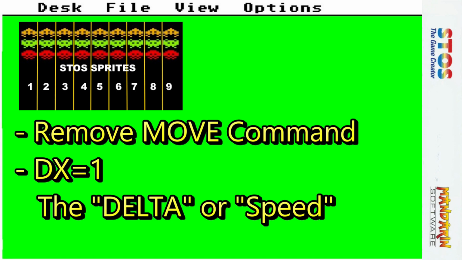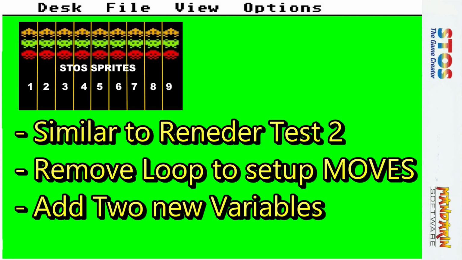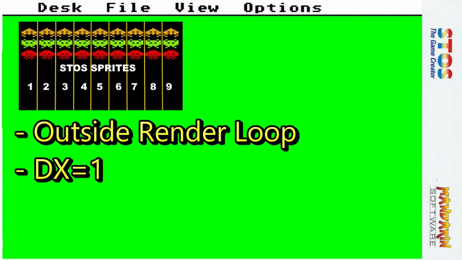The code for this test is very similar to test 2, but we are removing the loop that sets up the move commands and adding 2 new variables defined outside of our render loop. The first one, dx equals 1. This is the change in X on each frame, basically a constant rate of speed of 1 pixel. Second, SPRX equals 0. This holds the X position of the leftmost sprite, sprite 1. This is used to calculate the X position for all 9 sprites on each frame and is also used to calculate when the formation needs to stop and move in the opposite direction.